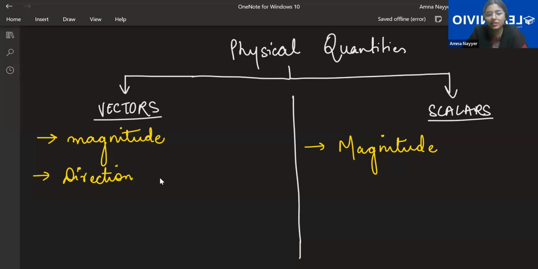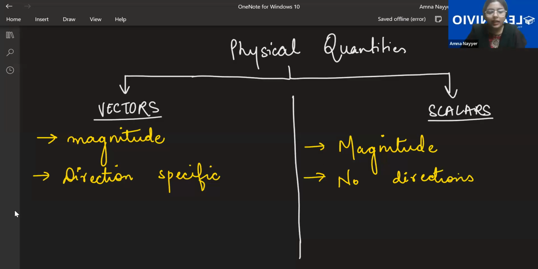They are direction specific. It means all the quantities that come under vectors will be direction associated. They will have a particular direction: towards left, towards right, up, down, towards north, towards east. Like this, direction will be specified. For scalars, there are no directions. No directions are present for scalars.